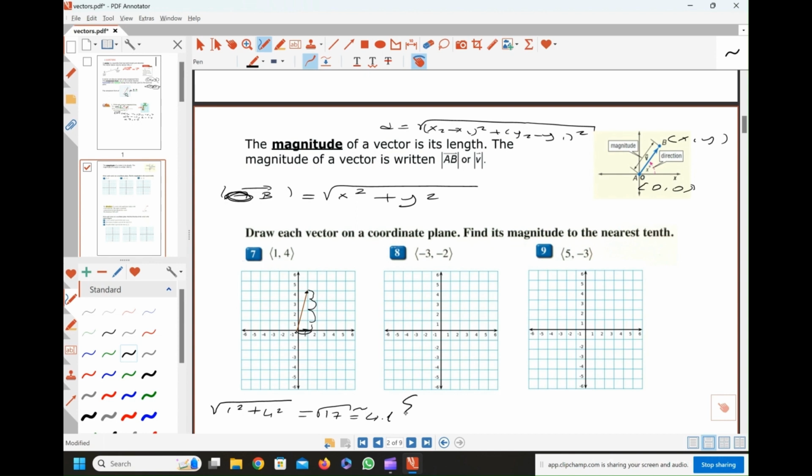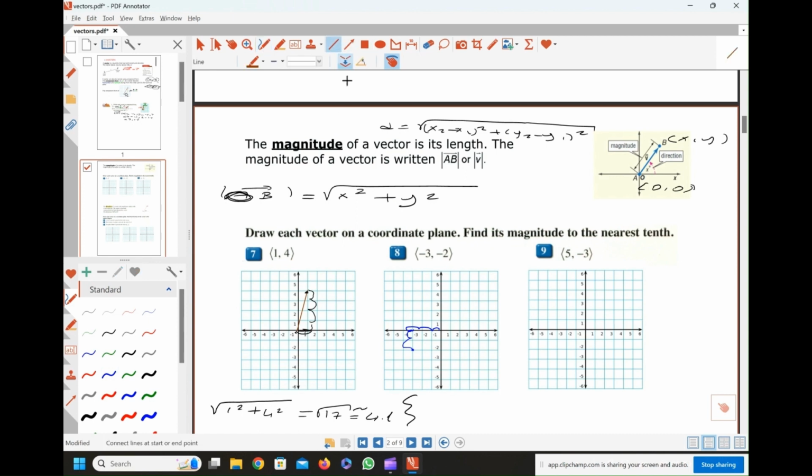Exercise 8. Let's sketch it first. Negative 3 means we should go to the left. Go 3 units to the left. You are here. 1, 2, 3 here. Negative 2 means in the y direction, you should go in the negative y direction. Negative y direction means go down, 2 units down. 1, 2, you are here. 3 units left, 2 units down, you are here.